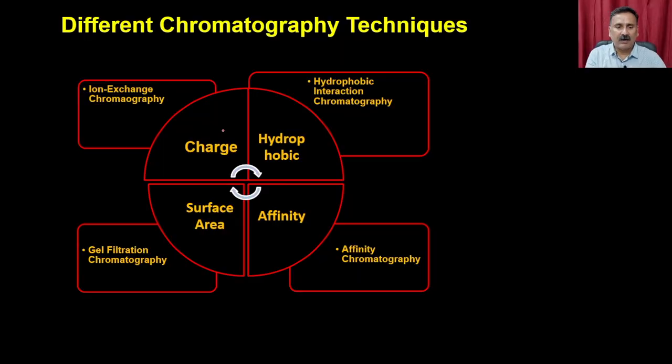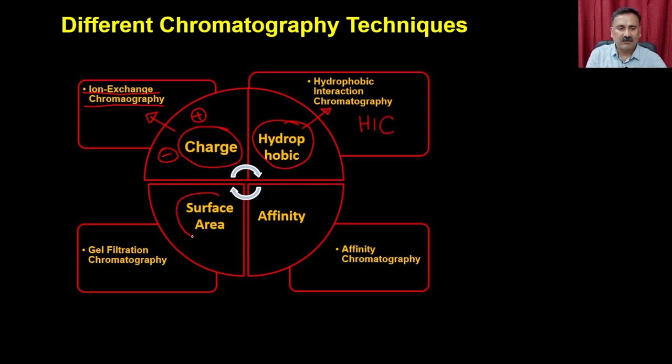If you are going to exploit the charge, whether the positive charge or the negative charge, you exploit that in a chromatography called ion exchange chromatography. Similarly, if you are going to exploit the presence of hydrophobic amino acids, then this chromatography is called hydrophobic interaction chromatography or HIC.